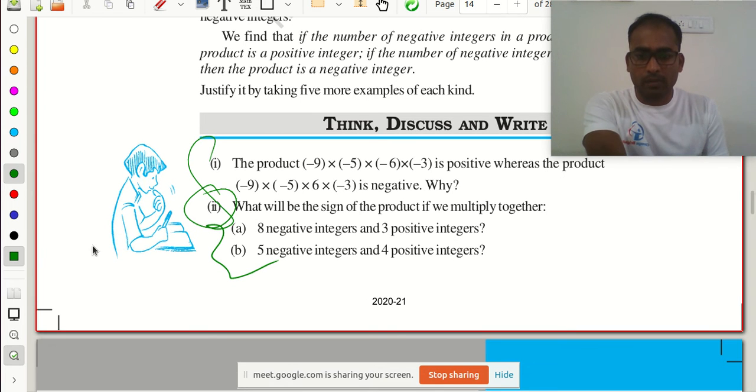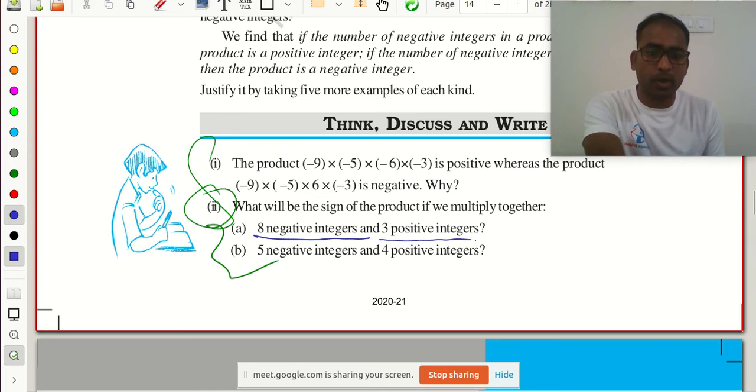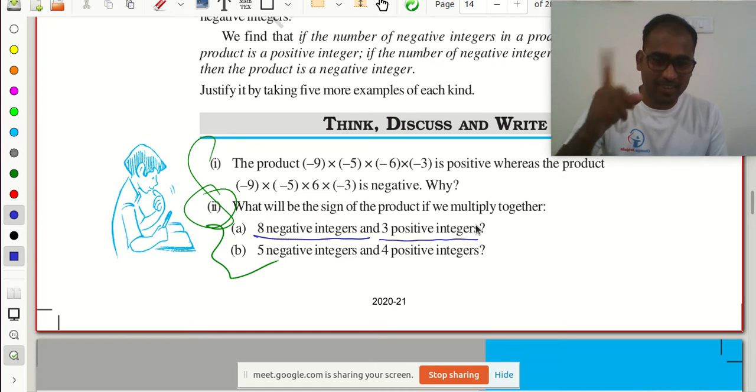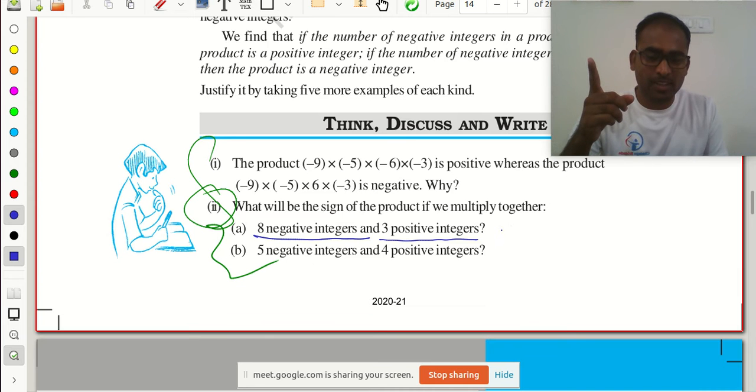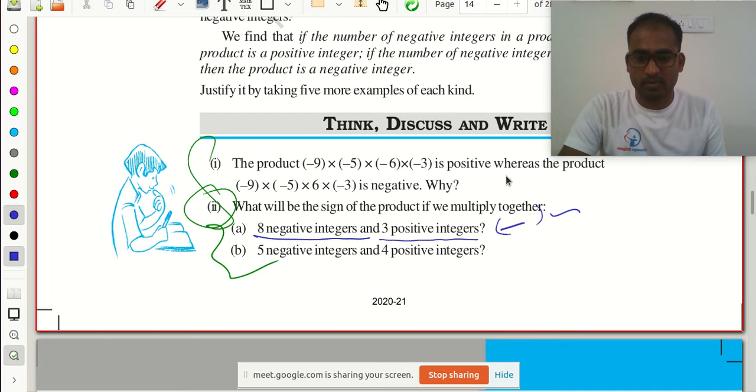So here the second one I will do. What will be the sign of a product if you multiply together 8 negative integers and 3 positive integers? Tell me, brother. 8 negative integers and 3 positive integers. Per 8 integers it will become plus, 3 positive integers will become minus. Yes. Superb, superb.